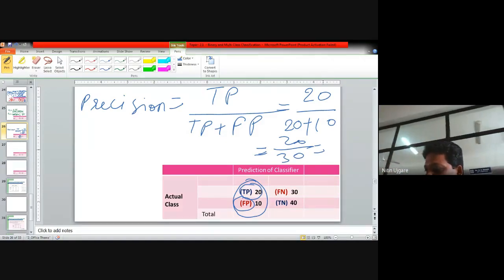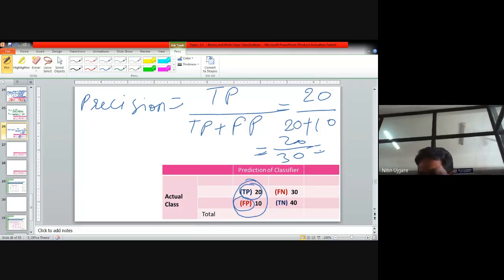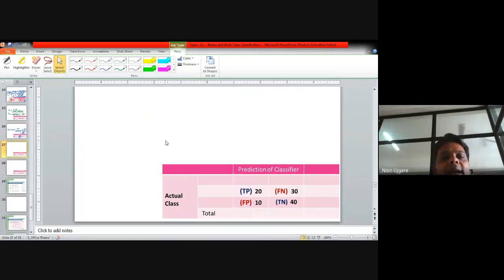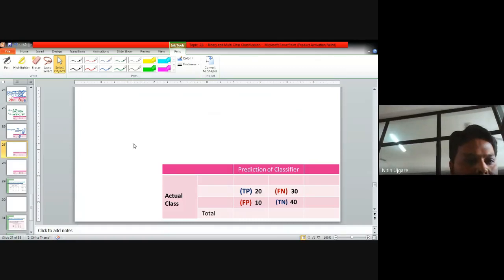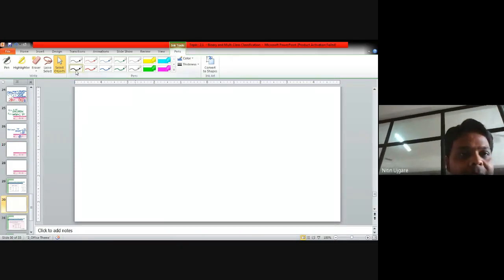Okay, so precision is defined as the number of test instances which are correctly classified to the positive class. That is our intention in finding the precision. Now next we'll go to one more concept, called the majority class and the minority class. I'll take a separate slide to explain it.